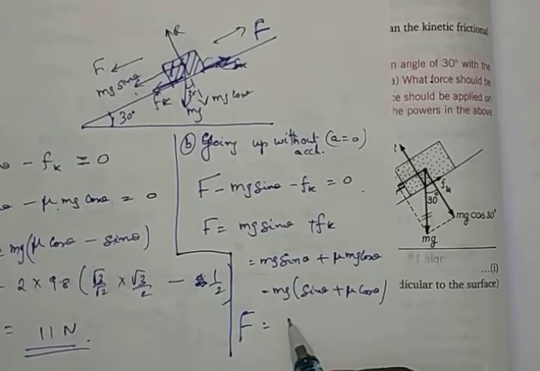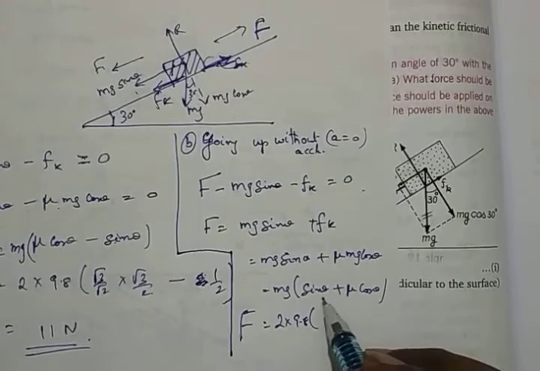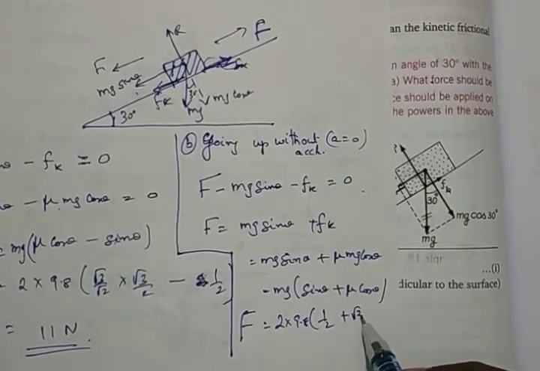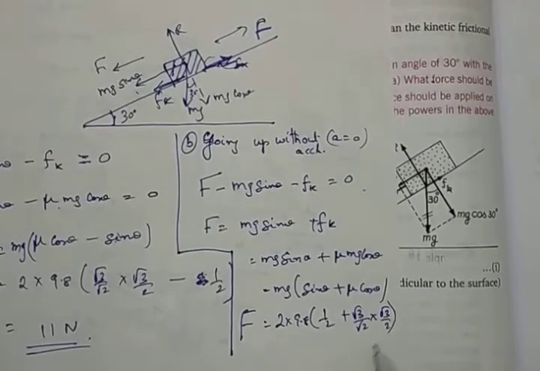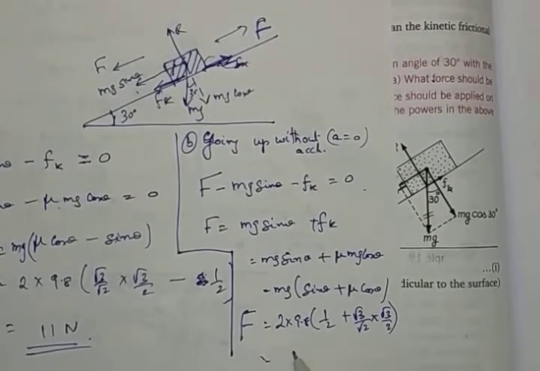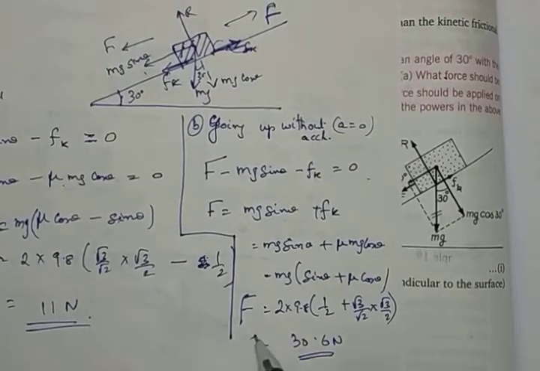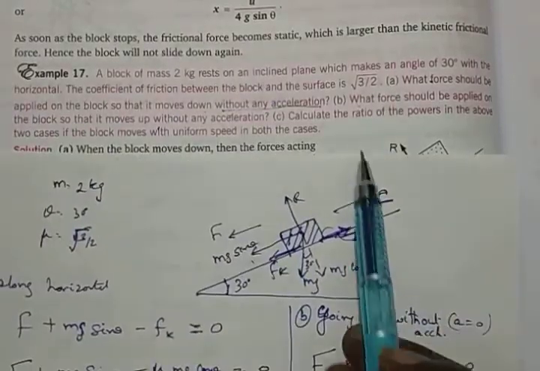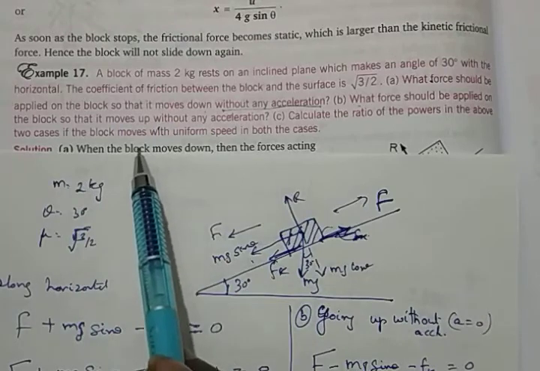Put the values here. What is 2 kg into 9.8 into sine 30, which is 1 by 2, plus under root 3 by under root 2 into cos 30, which is under root 3 by 2. You will get the answer as 30.6 newtons.